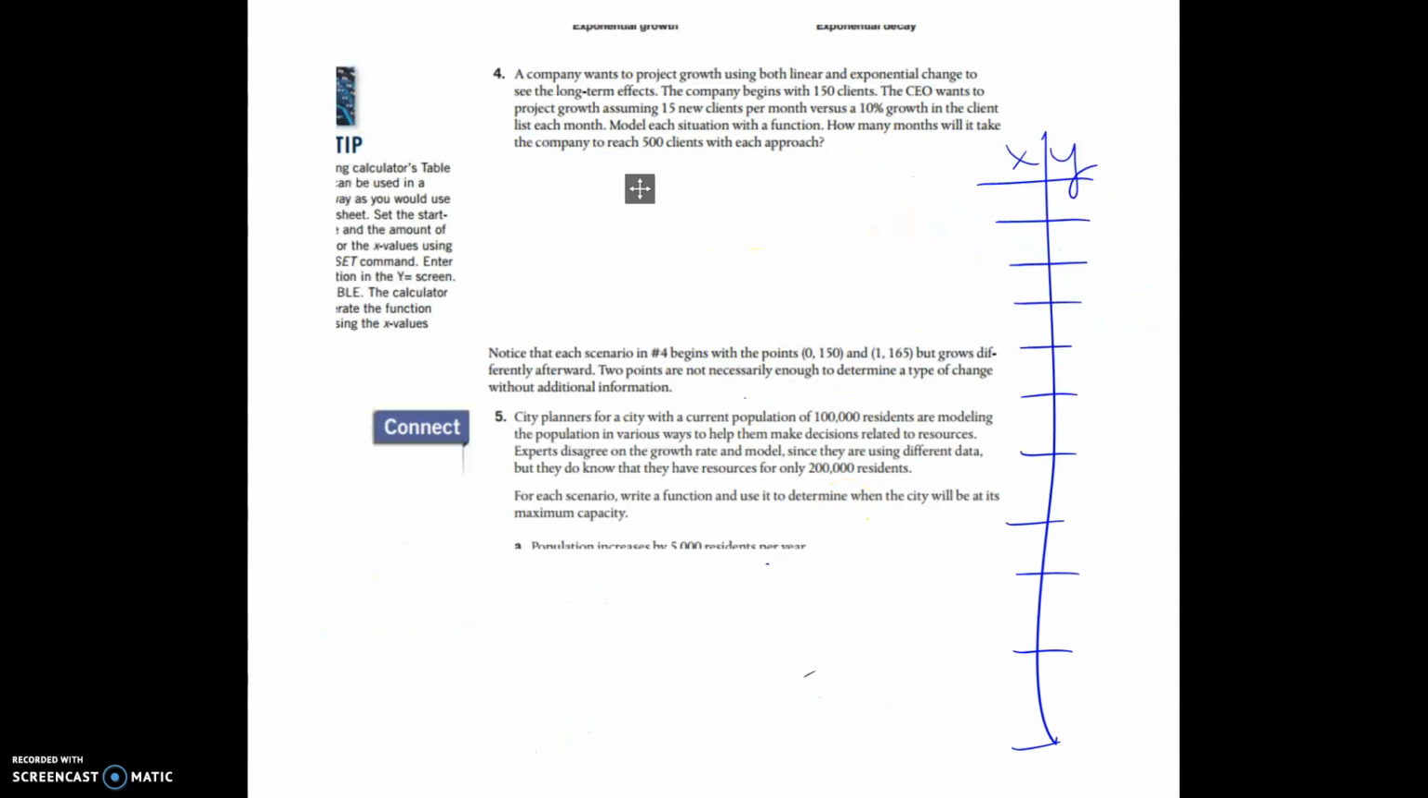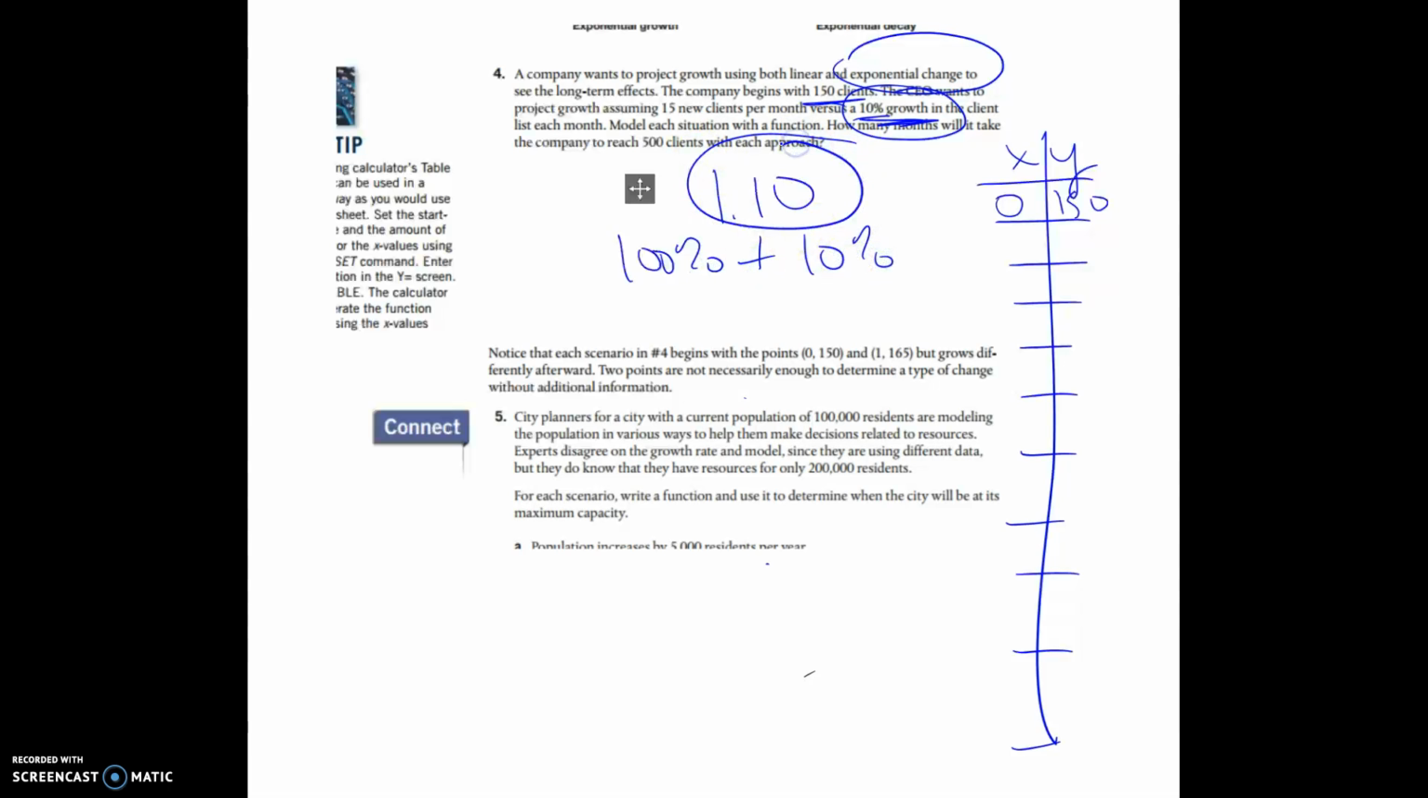Okay, so now we're looking at the exponential model. So again, at time 0, when they started doing the data, they had 150 people. But now we're doing exponential, and so instead of 15, they're growing by a 10% growth rate. All right, so remember, if something's growing by 10%, the multiplier is 110% because you're keeping the previous value, you're growing by 10%. So your multiplier is 1.10.